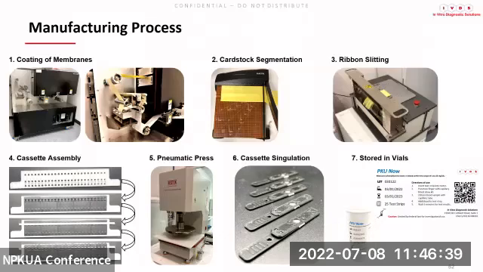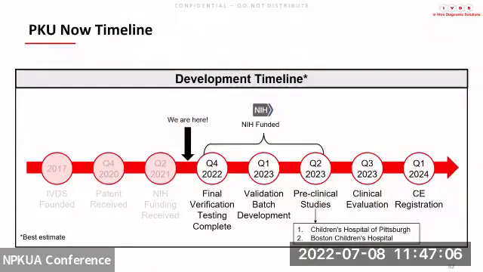So we have a jig where we place all the cassettes down, lay down membranes, and then we press them with a pneumatic press. And then we singulate the cassettes into individual test strips. We then store them into vials that are desiccated. And again, the vials have labels that contain all the information that you need, including a QR code where you scan it with your cell phone and proceed through the application.